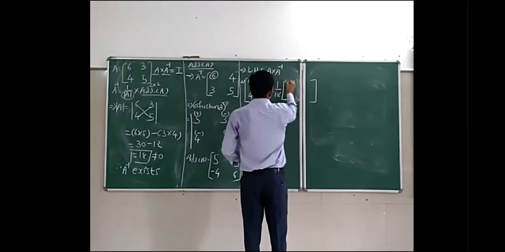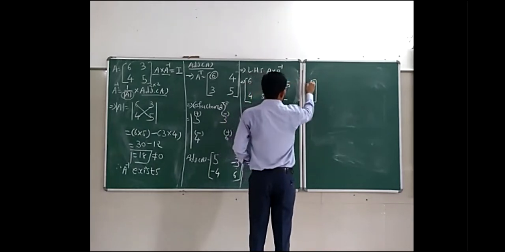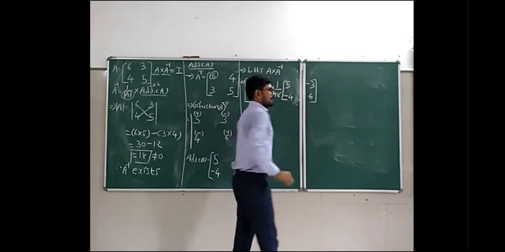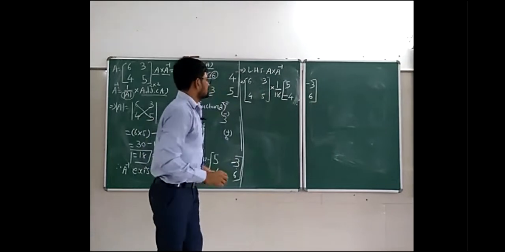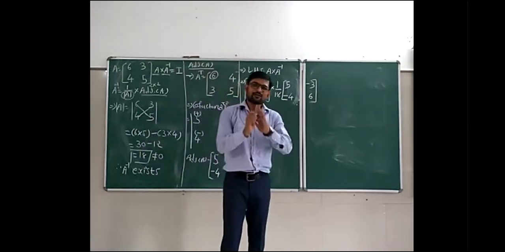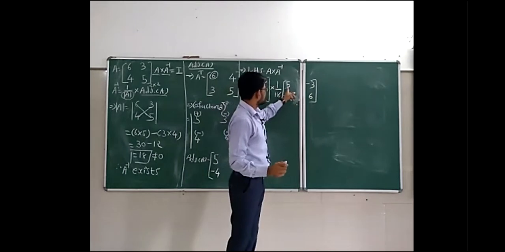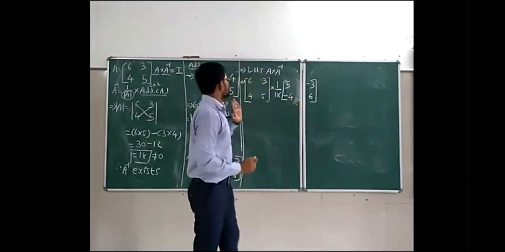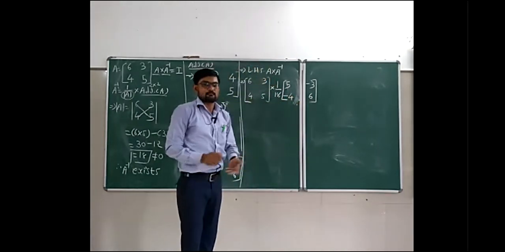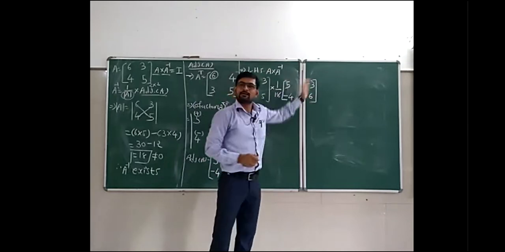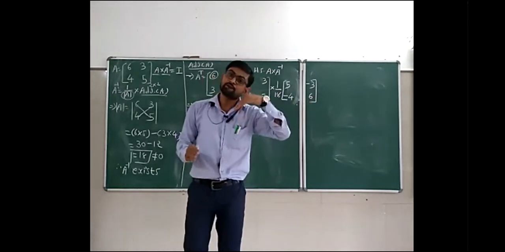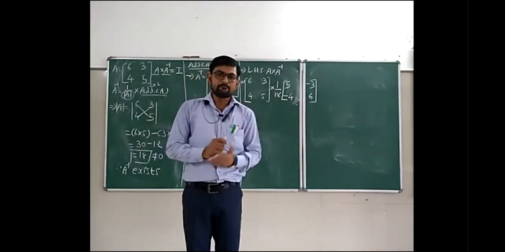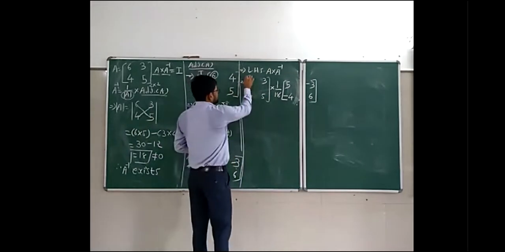That is 5, minus 3, minus 4 and 6. Now, if you want to find only the inverse, then only divide the adjoint of A by its determinant. But whenever you want to prove or find something else, then first we have to multiply two matrices, and after multiplying the two matrices, you can add or divide. Okay. So now first we'll multiply the two matrices.